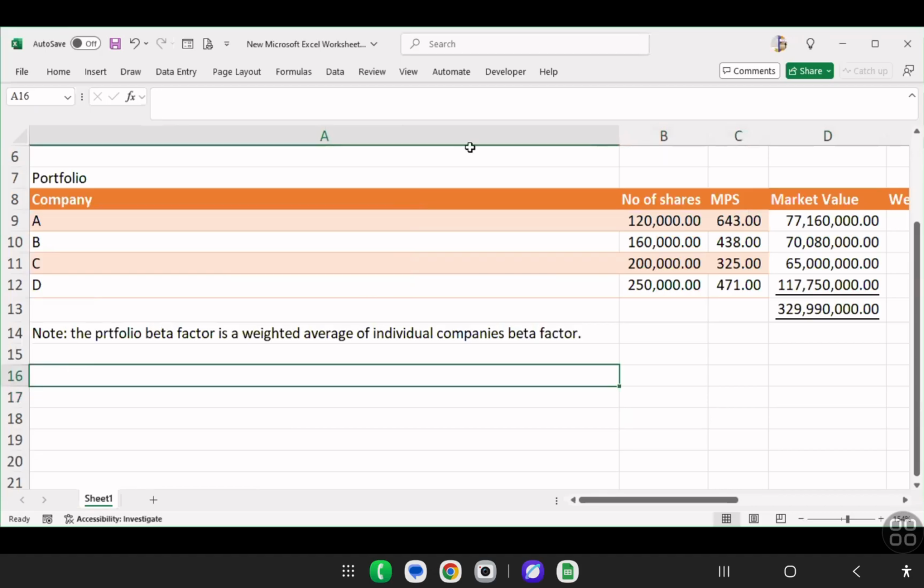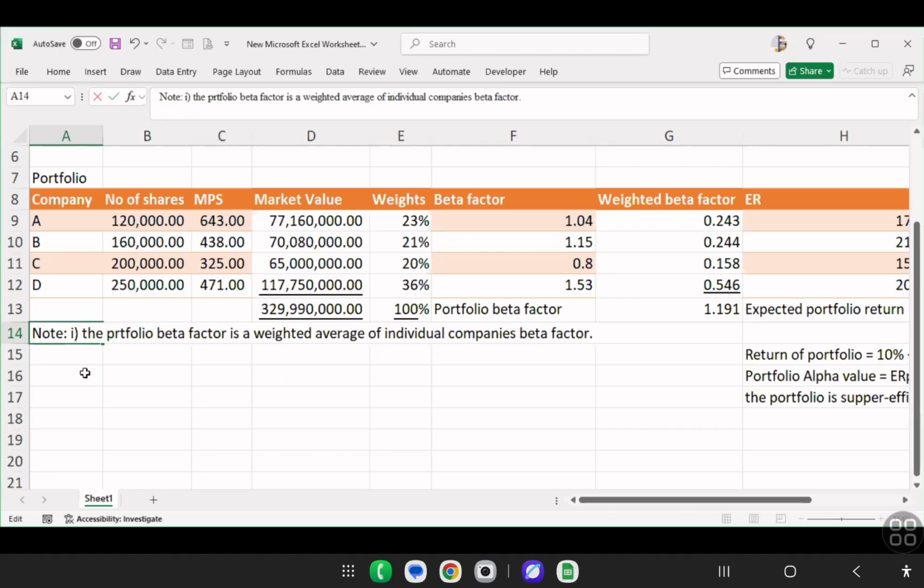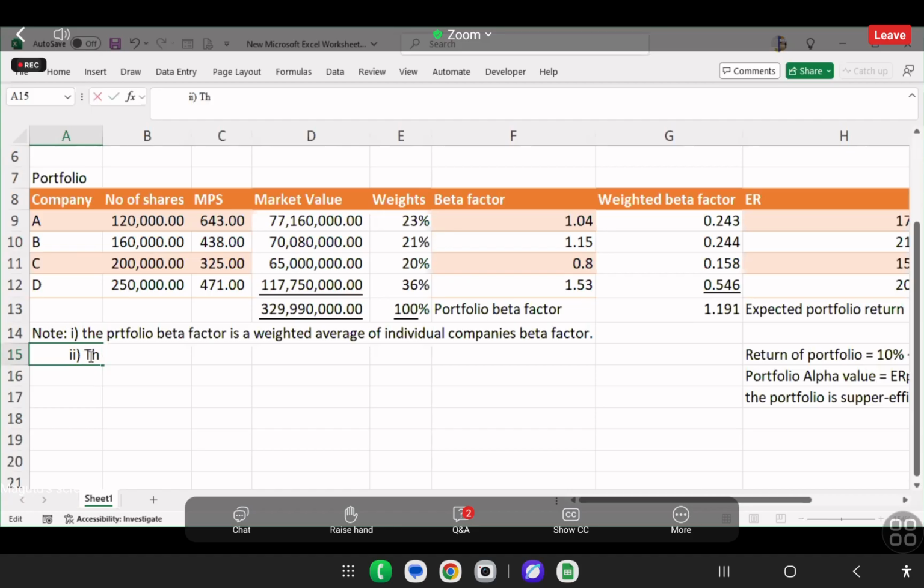I need someone to ask a question. Sorry, this one should be here. Note the portfolio beta factor is a weighted average. That should be note number one. Note number two, I'll say that the portfolio expected return is a weighted average.